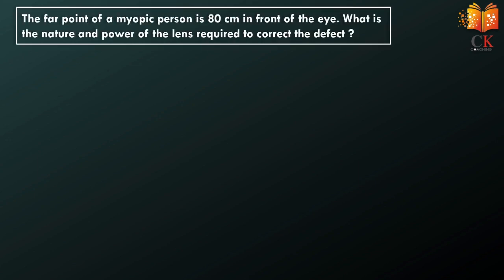Let's see this question. It says that the far point of a myopic eye is 80 centimeter in front of the eye. What is the nature and power of the lens required to correct this defect? Now understand this, that power of a lens is basically 1 upon focal length. So understand this with the visual, that this is a normal human eye, right? And we'll try to make it a bit distorted so that it becomes a myopic eye.